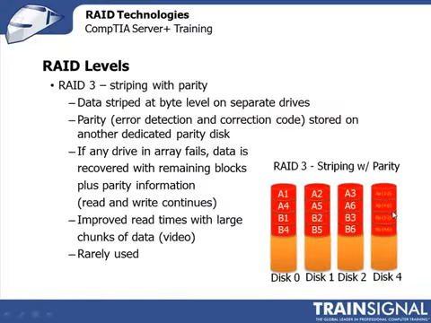With RAID 3, if any drive in the array fails, data can be recovered with the remaining blocks plus the parity information. And at the same time, read and write operations can continue. And this level gives you improved read times, especially with large chunks of data, like video, for example.